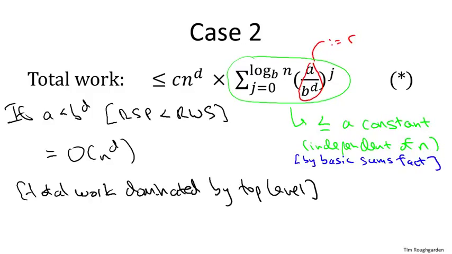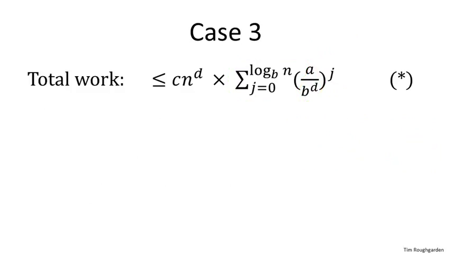Let's move on to the final and most challenging part of the proof, the final case. In case 3, we assume that a is bigger than b to the d. So in conceptual terms, we're assuming the rate at which subproblems proliferate is exceeding the rate at which we do less work per subproblem. So these are recursion trees where the amount of work is increasing with each level, with the most work being done at the leaves.